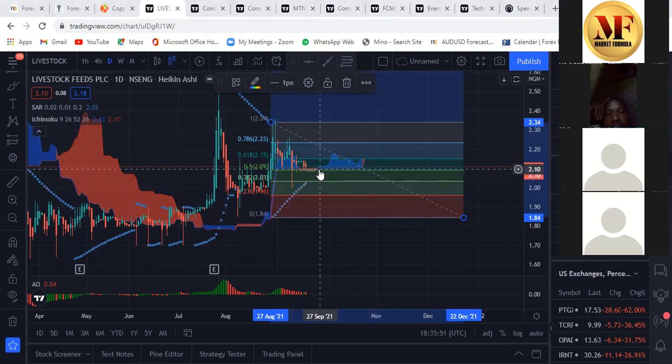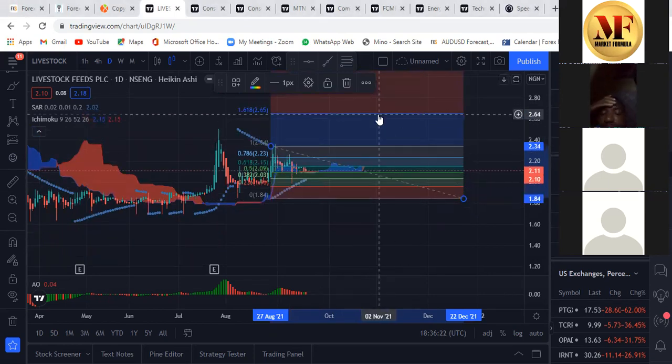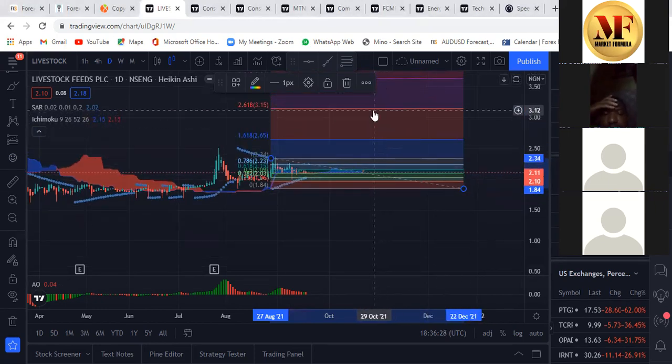But at the current price, it's good, around 2 naira, 10 kobo. But if you can get it around 2 naira, 4 kobo, it's okay. Or you get it lower. You want to buy as cheap as possible. But price must not come and break this low, this 1 naira, 83 kobo. If it comes down and tests this low and stays there, it's going down. But as long as it is like this, it's going back up. And what are the take profit possibilities? You have 2 naira, 64 kobo, and you have 3 naira, 15 kobo.